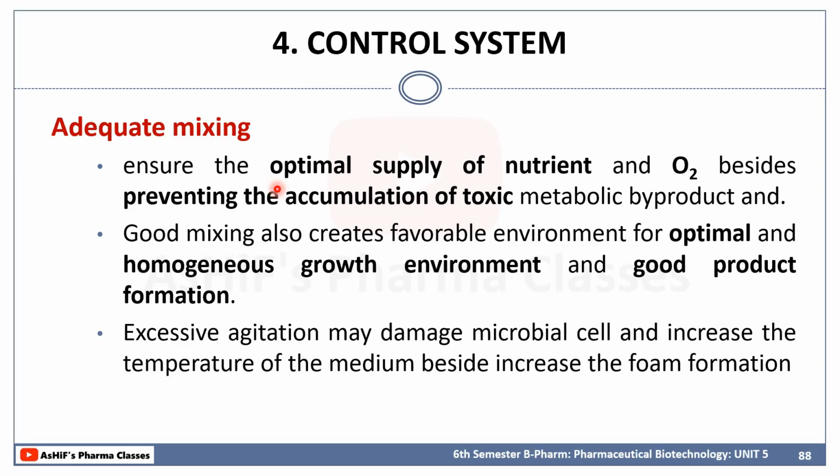Now adequate mixing is another important factor which has to be considered. By using stirrers, homogenizers, or anything, we have to keep stirring in order to avoid the accumulation of the toxic product, the desired product, and the fresh nutrient added to the fermenters. So everything should be mixed properly to get a uniform solution of the microorganism, culture media, and product. All these things should be adequately mixed in order to get a proper uniform structure.